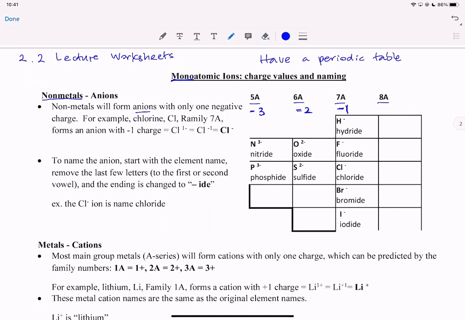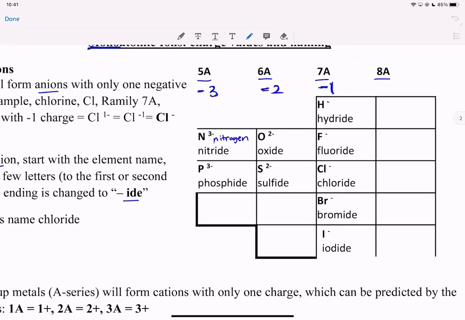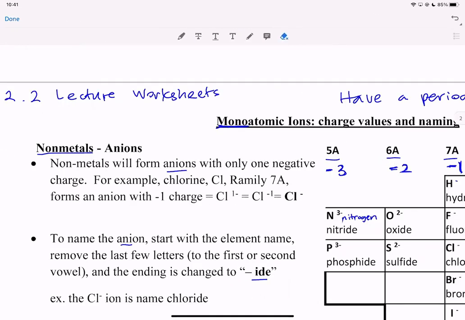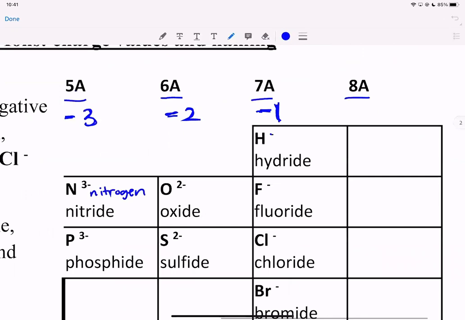Then we're going to go and review the naming. The naming of these anions, the negative charges, is where you remove the last few letters and replace those last few letters with this IDE name ending. So you can see instead of this being called nitrogen, those last few letters have been taken off, and instead of OGEN, the IDE name ending has replaced it, so nitride. And that is for all of these that are the negative charge.